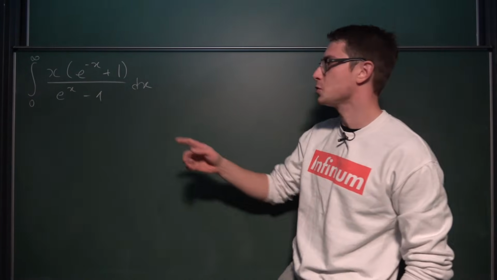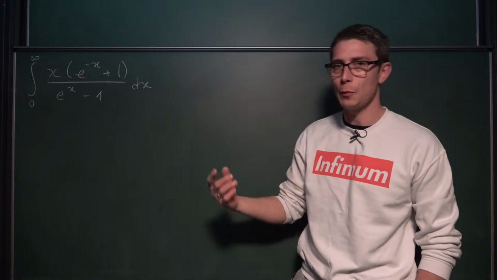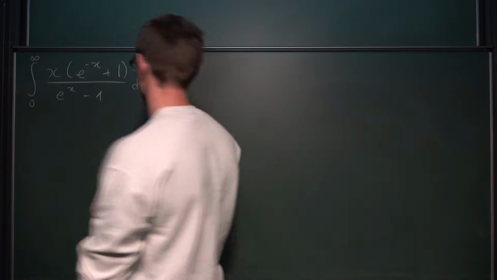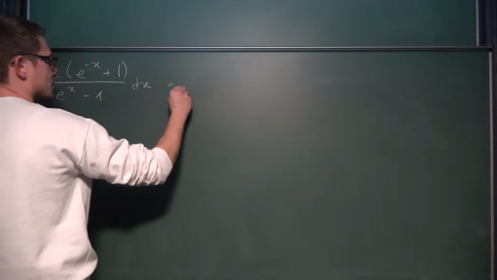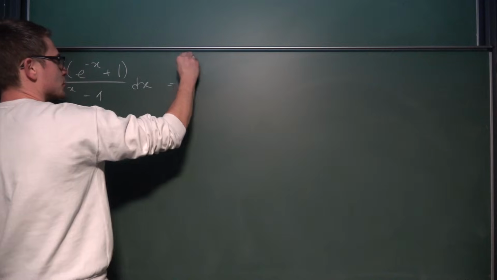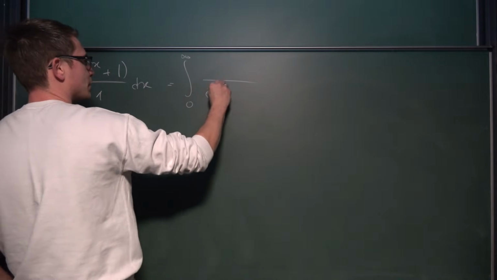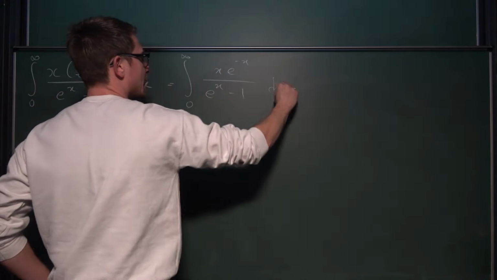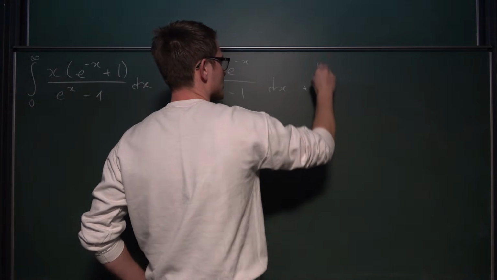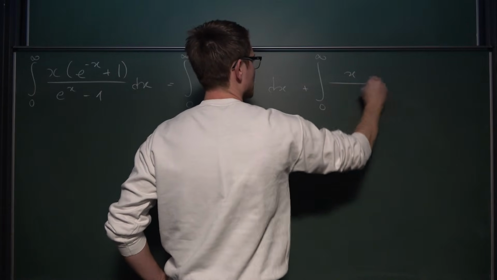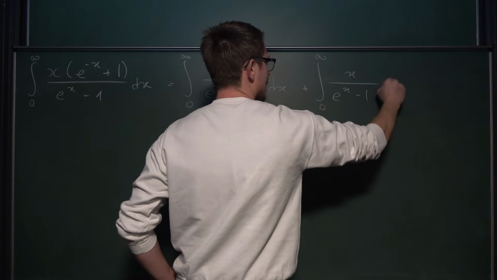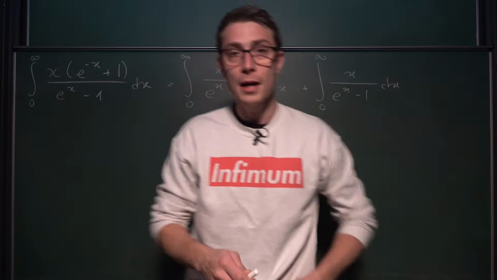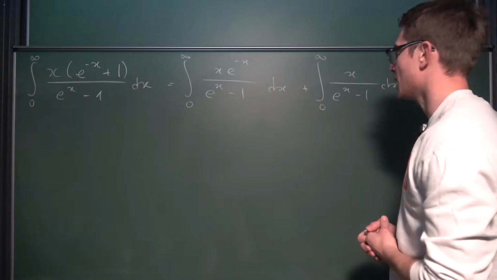First thing we are going to do is distribute the x into everything, and then we are going to break this integral up into two integrals using the linearity property of the integral operator. So this is going to turn into the integral from 0 to infinity of x times e to the negative x, divided by e to the x minus 1. And similarly, we have the integral from 0 to infinity of x divided by e to the x minus 1. Those terms only differ by this exponential term up here, but it makes a huge difference at the very end.